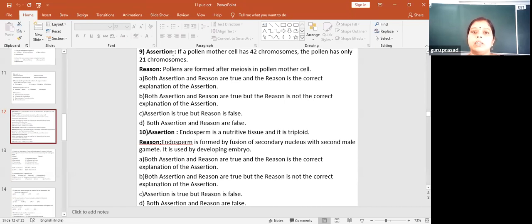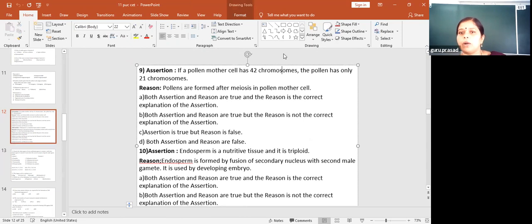So the very first, question number 9, the assertion: if a pollen mother cell has 42 chromosomes, the pollen has only 21 chromosomes. A pollen mother cell is a diploid cell, of course it has 42 chromosomes, diploid condition. This pollen mother cell involves a meiotic division to produce the pollen grains, isn't it? So we know this, so this statement is correct. If a pollen mother cell has 42 chromosomes, this involves a meiotic division and produces pollens which have only 21 chromosomes. Why? Because they are haploid in condition. Since they are haploid, how many chromosomes are there in them? 21 chromosomes. Okay. Assertion understood. Let us see the reason. Pollens are formed after meiosis in pollen mother cells. Okay, correct.